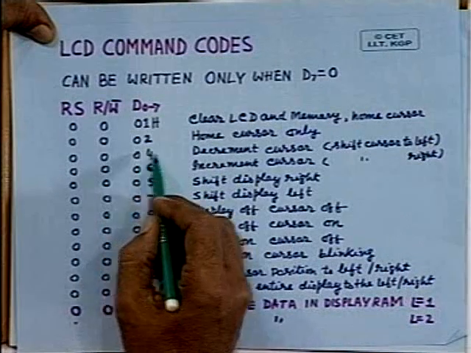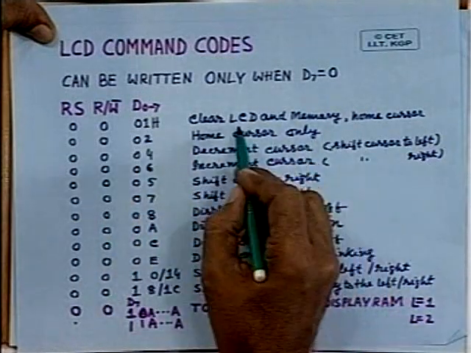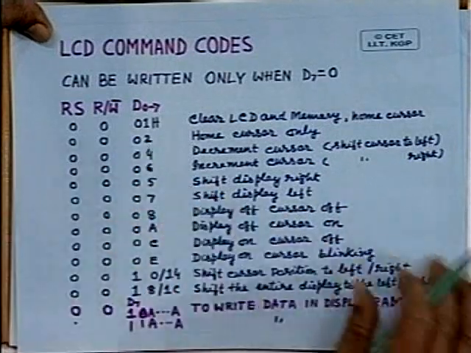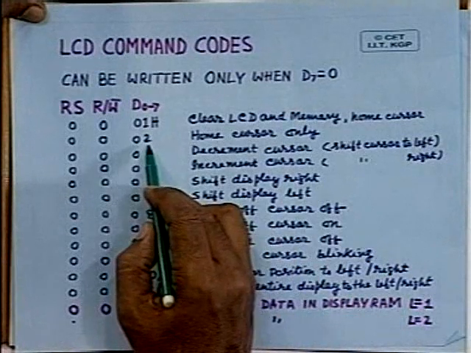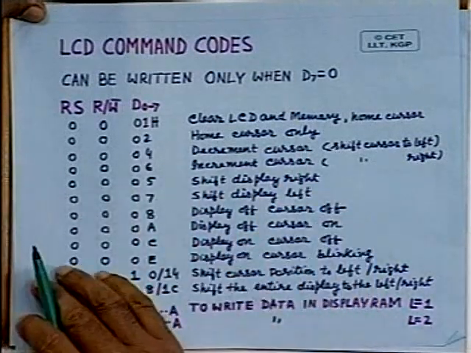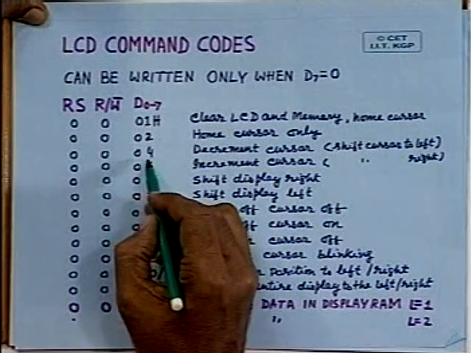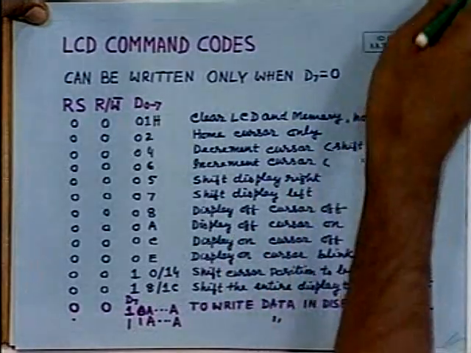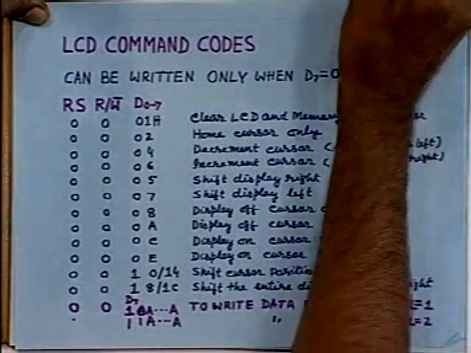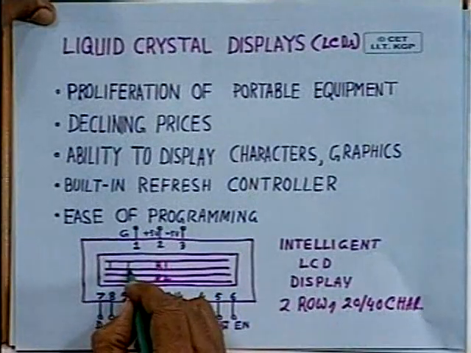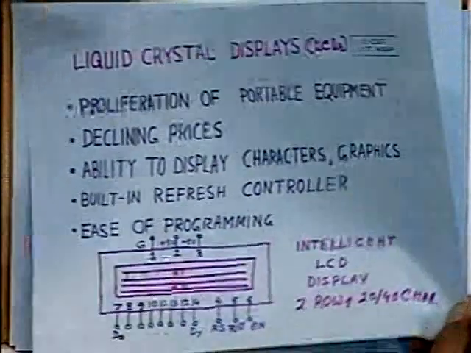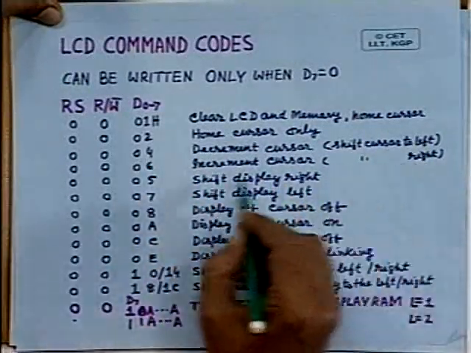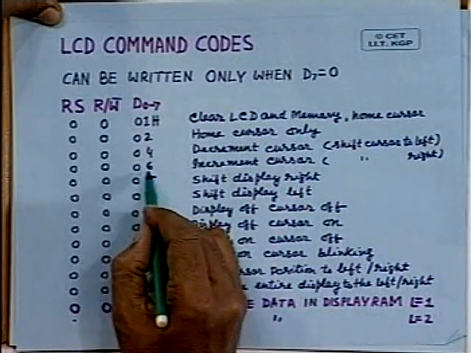Then there is another command, home cursor only. It does not clear the LCD or memory. The corresponding code is 02. That means if you write this code into the command register, the cursor will go to the home position. Then 04 is for decrementing the cursor, shifting the cursor to the left. Suppose the cursor is on a particular character, it will go to the left if you write this word into the command register, or it will go to the right, incrementing the cursor, if you write this code 06.